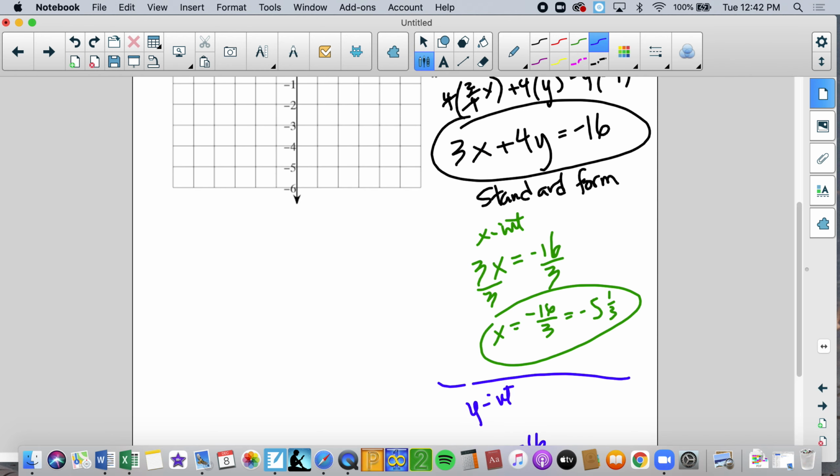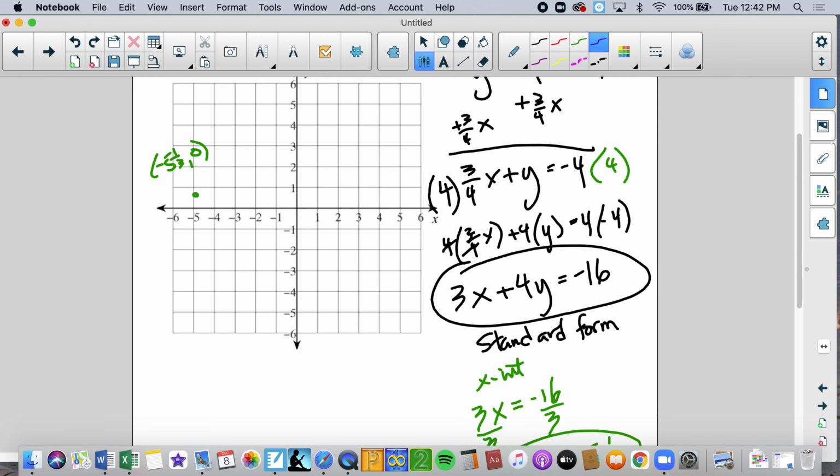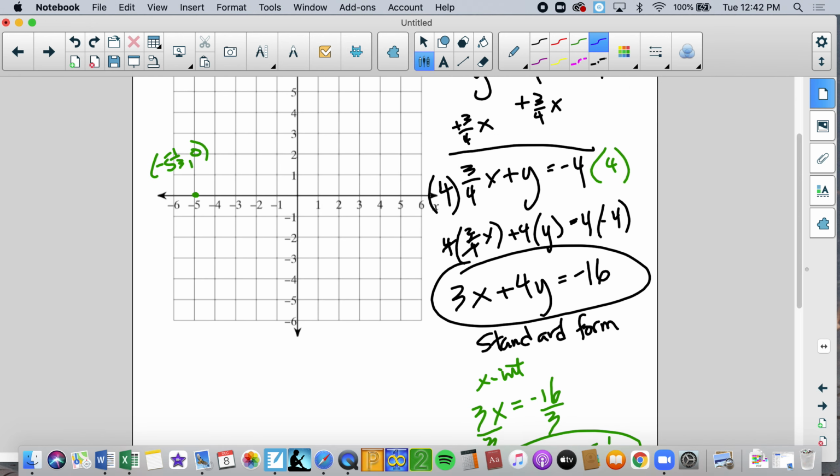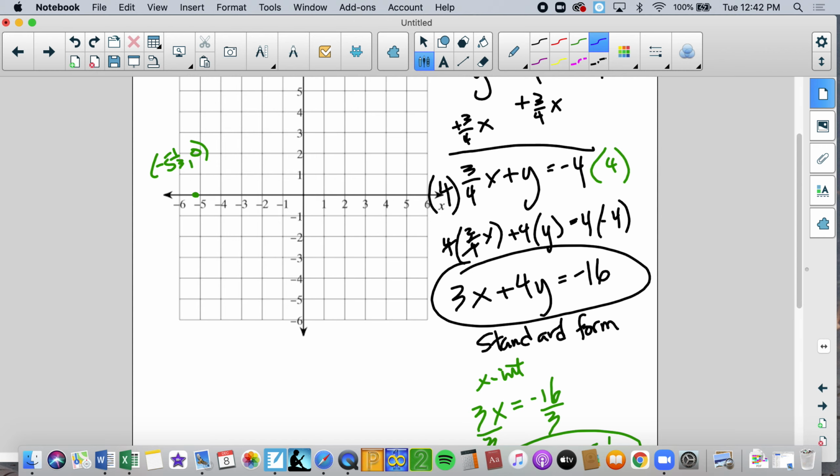Let's move that. My y-intercept is negative 4. Y equals negative 4. So that coordinate is 0, negative 4.